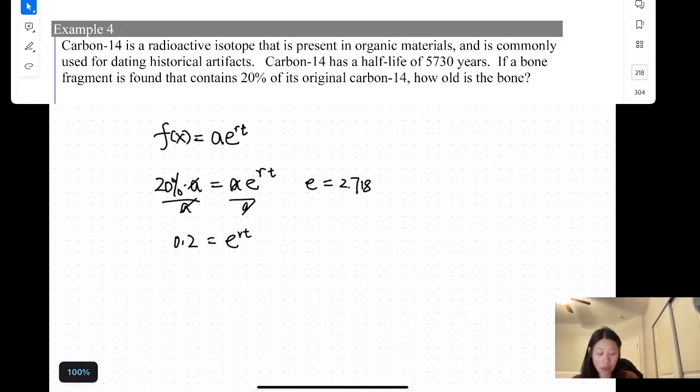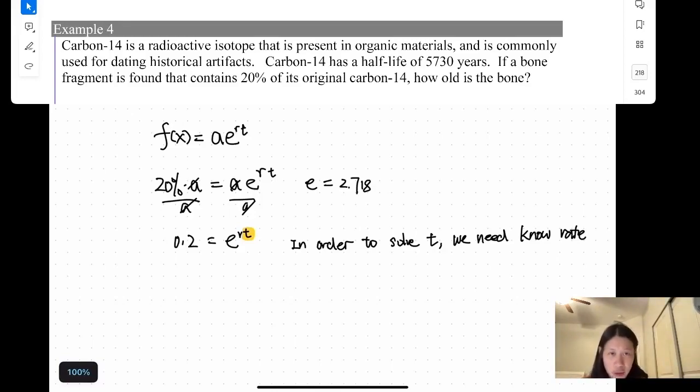As we know, we are trying to solve for t, but now we have another unknown variable, which is r. So in order to solve for t, we need to know r, the rate. What will be the decay rate?